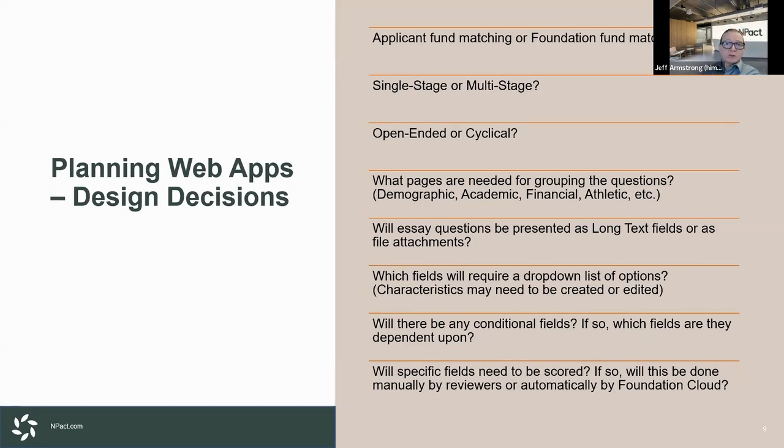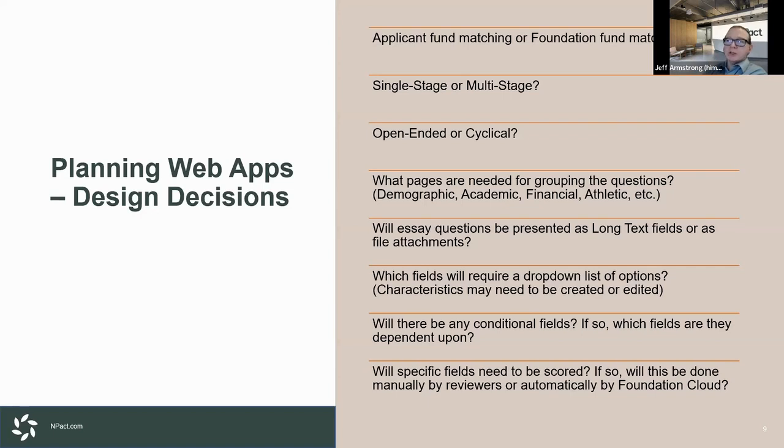We have some foundations who will just do a handful of preliminary questions, and if you don't meet the basic criteria, we're not even going to invite you back to be a semi-finalist or a finalist for the next stage of questions. So do you want to do a 2-stage process, which can help whittle down the number of applications to review, but can be a lot more work to set up? That's a design decision you'll need to make. Is this going to be an open-ended application, or is it going to be cyclical? For most scholarship applications, they're cyclical.